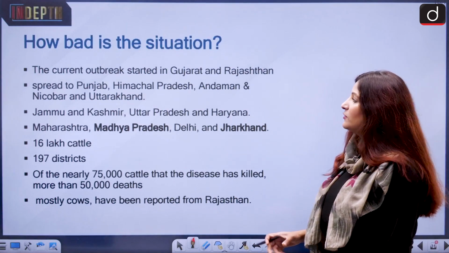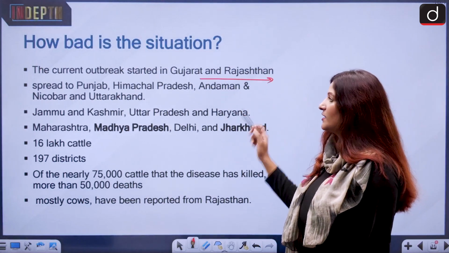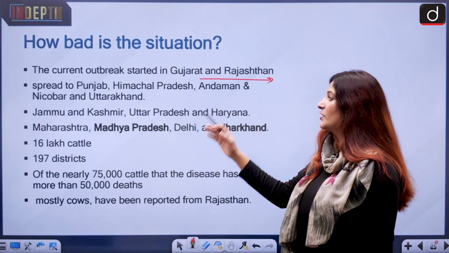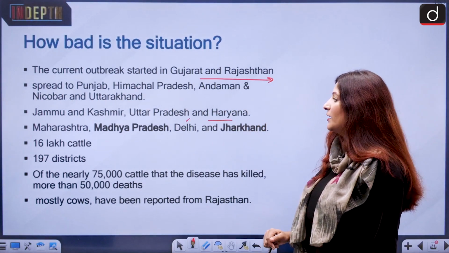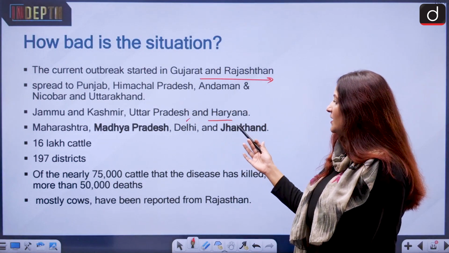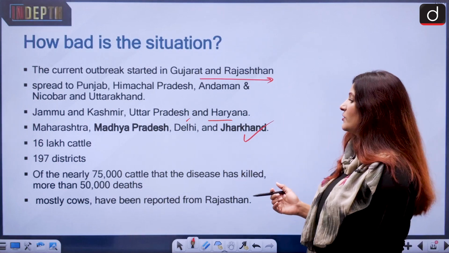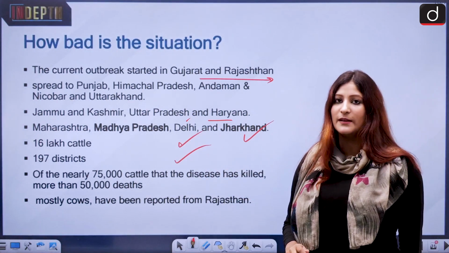So right now, if we talk about the situation, it's pretty bad. The current outbreak started in Gujarat and Rajasthan. Later, it spread to Punjab, Himachal Pradesh, Andaman and Nicobar and Uttarakhand. Jammu and Kashmir is also witnessing it along with Uttar Pradesh and Haryana. Maharashtra, Madhya Pradesh, Delhi and Jharkhand are also witnessing it. So it has spread to more than 10 states and union territories. 16 lakh cattle in 197 districts have been infected.